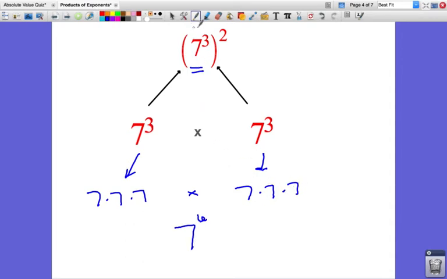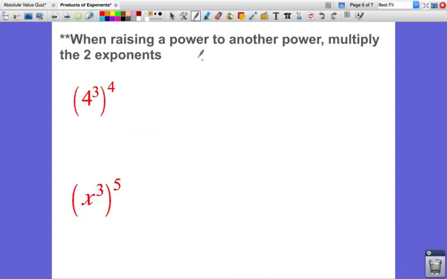So even though I have an exponent inside my parentheses and it's raised to another power, a power raised to another power, really this is still my base. So I'm still taking my base and multiplying it by itself however many times I'm being told to multiply it by itself. So 7 to the third raised to the second power becomes 7 to the 6th power. And this is the simplified expression. You do not have to take this any further. So let's look at a rule for that. When we raise a power to another power, we just get to multiply the two exponents and we're done.